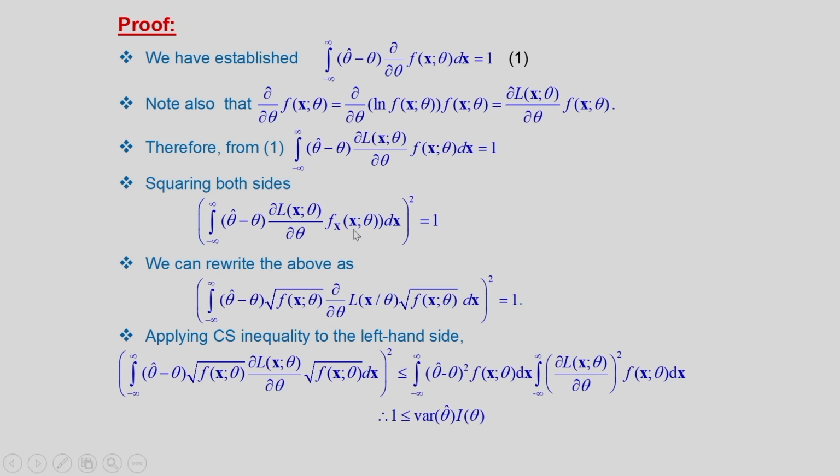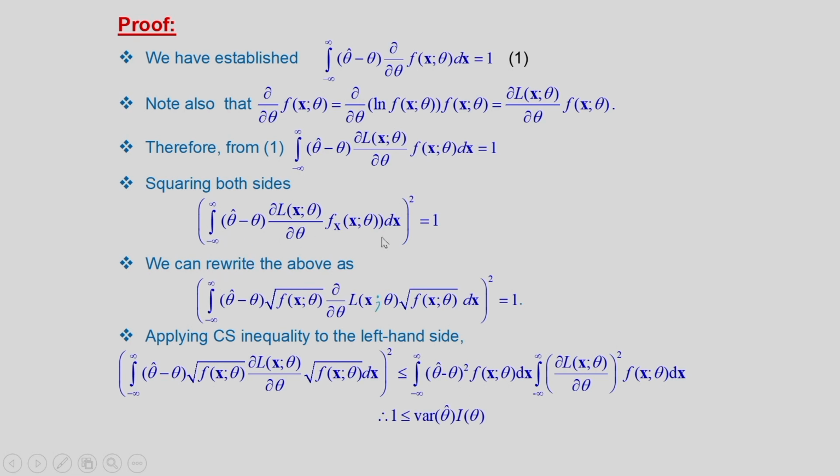Now, we have to write it as a product of two functions, and since this quantity is greater than or equal to 0, we can take the square root, and that way we can write it in terms of two functions. One is (theta hat minus theta) into root over f(x, theta), and the other one is the partial derivative of l(x, theta) into square root of f(x, theta) dx. So, that way we have two functions now.